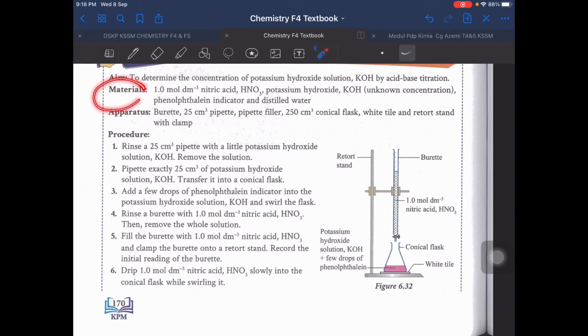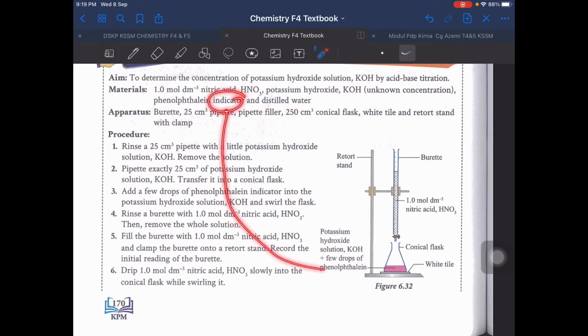Okay, materials needed, 1.0 mole per cubic decimeter nitric acid. Okay, ingat we know the concentration of the acid. And then, potassium hydroxide, you don't know the concentration. You have an indicator, phenolphthalein and distilled water.